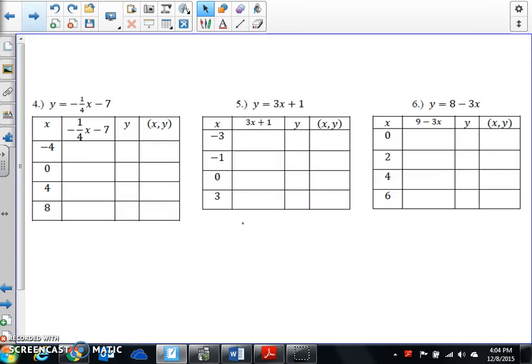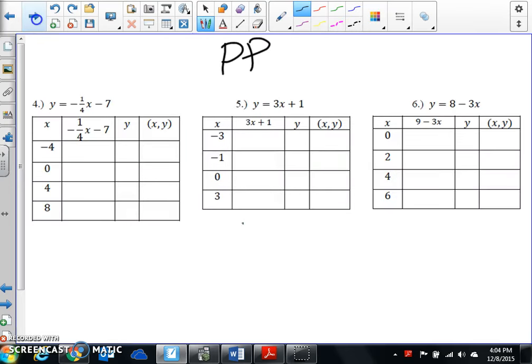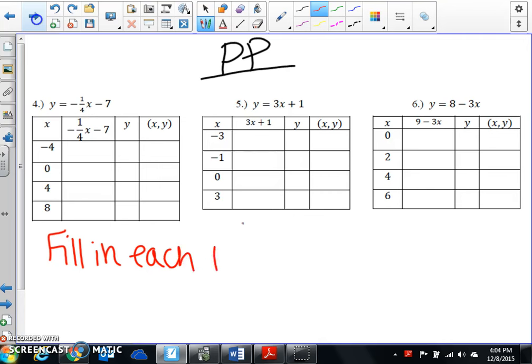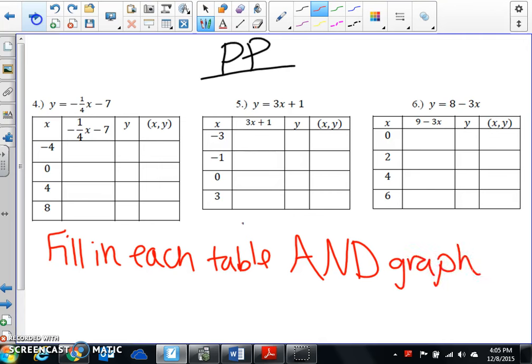All right, here are your practice problems, guys. I want you to fill in each table and graph each one. So when I check your practice problems tomorrow, I should see 3 tables and 3 adjoining graphs. All right?